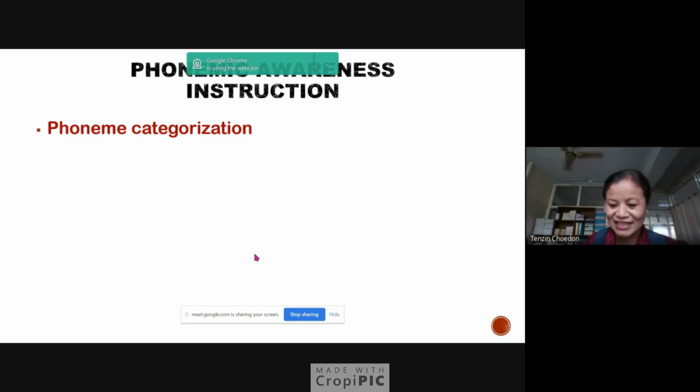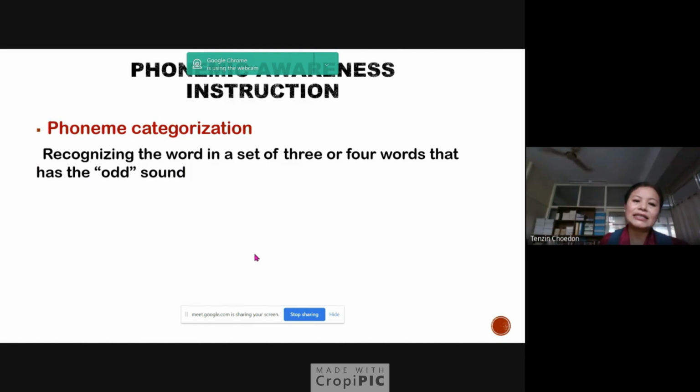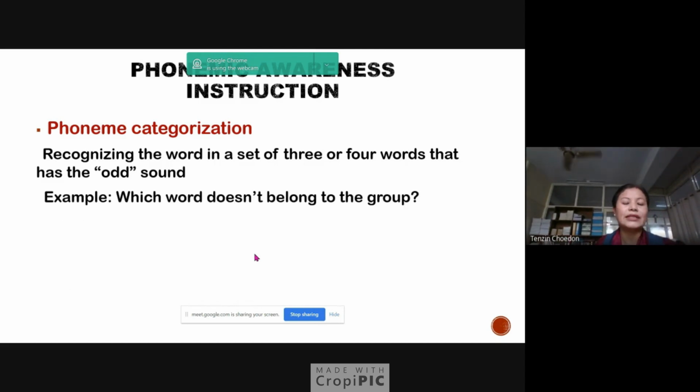So phoneme categorization. The word itself in a way suggests you are doing some sort of categorization: recognizing the word in a set of 3 or 4 words that has the odd sound. For example, which word doesn't belong to the group? So this is the group of words: pot, pin, egg, pay.